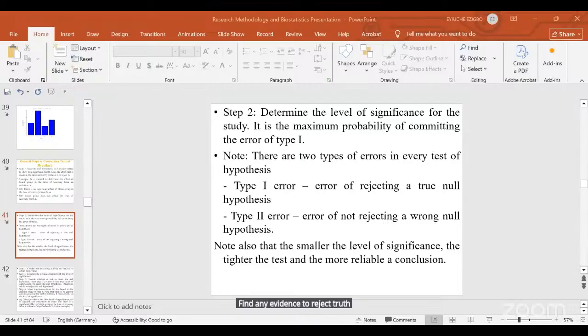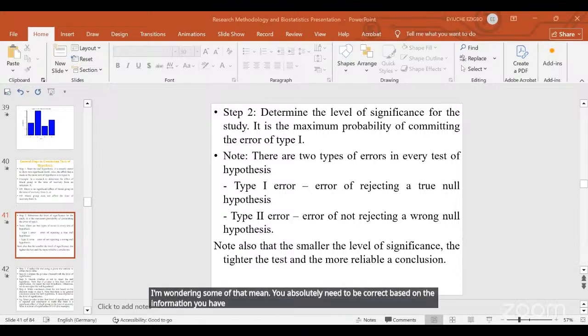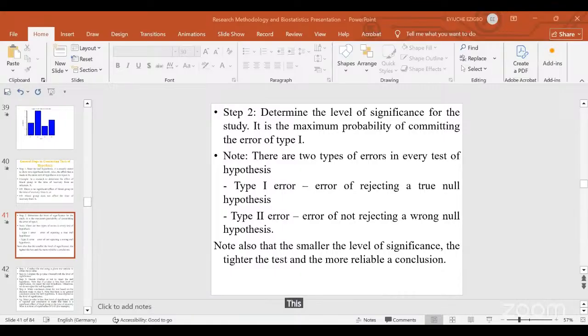Assume it to be correct. Do you understand? But if we are assuming it to be correct, it doesn't make it correct. I don't know if you understand what I mean. You are assuming it to be correct based on the information you have. If you get additional information, you may see reasons why you should reject it.